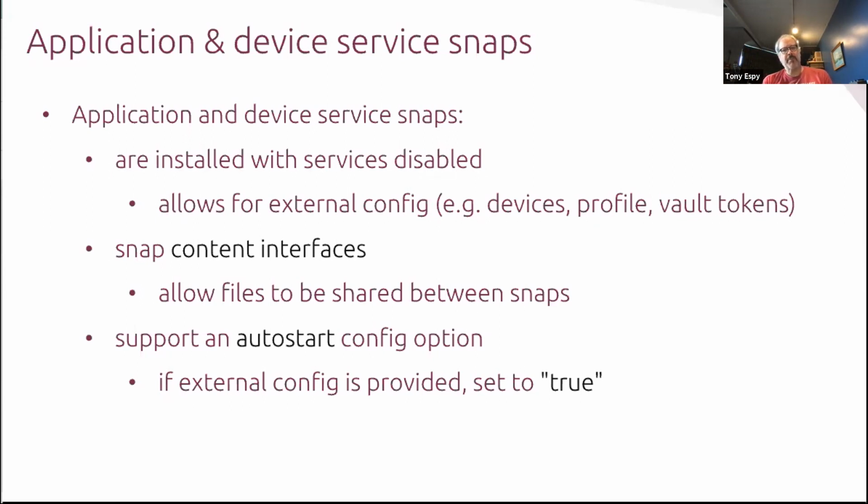We use what are called snap content interfaces to be able to provide external configuration files, device profiles, vault tokens, any file that may need to be shared between the main EdgeX Foundry snap and an individual device or application service snap uses a content interface. A content interface is a special snapd interface. You can think of it almost like a container volume between snaps. It's a secure way to share files between snaps, not from the host system to a container. Next slide, please.